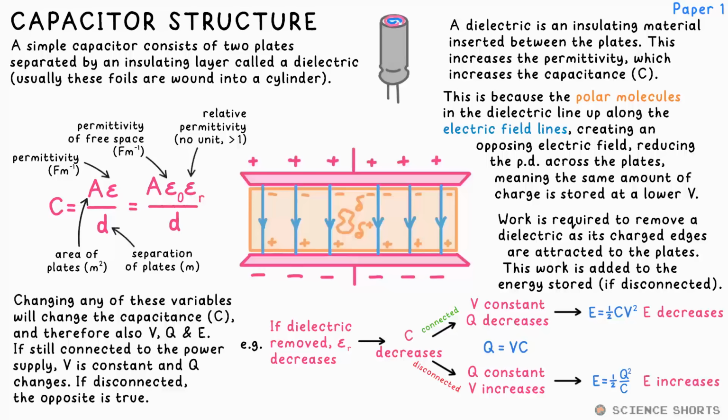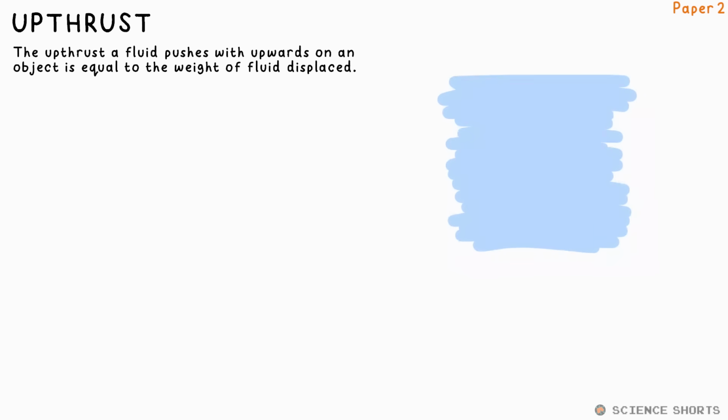Like we said, the edges of the dielectric are charged oppositely to the plates, which means they're attracted to them. To remove the dielectric, we must therefore do work to separate them. You have to put in energy. Where does that energy go? Into the capacitor. Upthrust is the force that pushes upward on an object in a fluid.